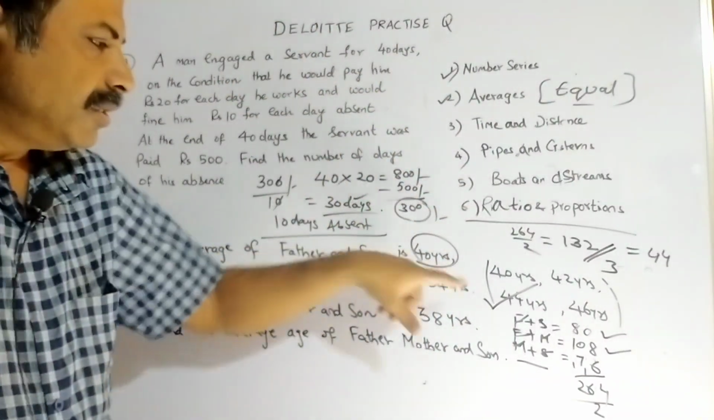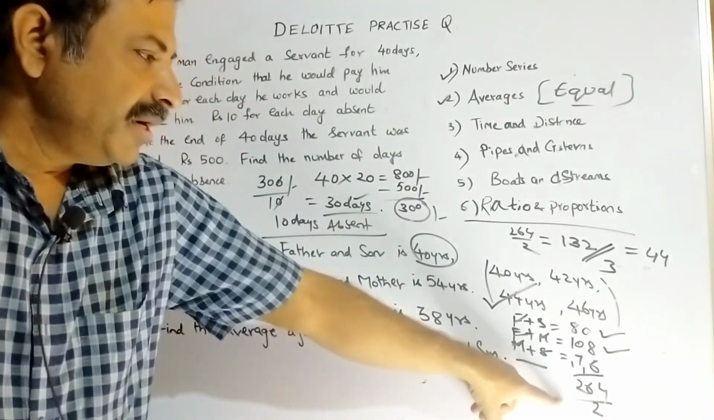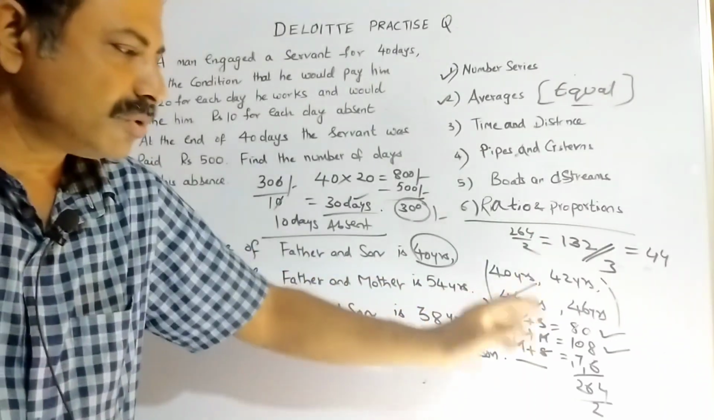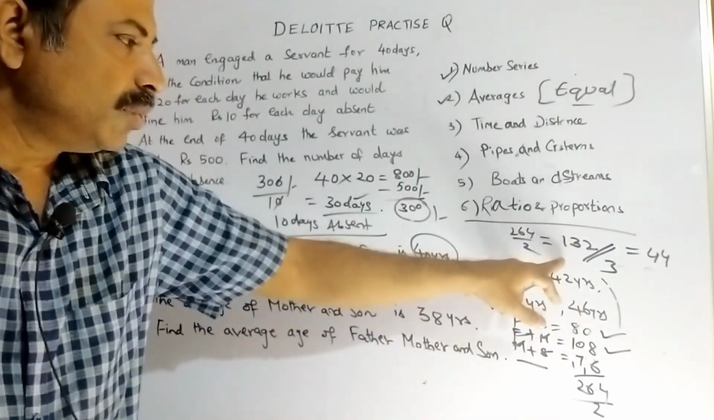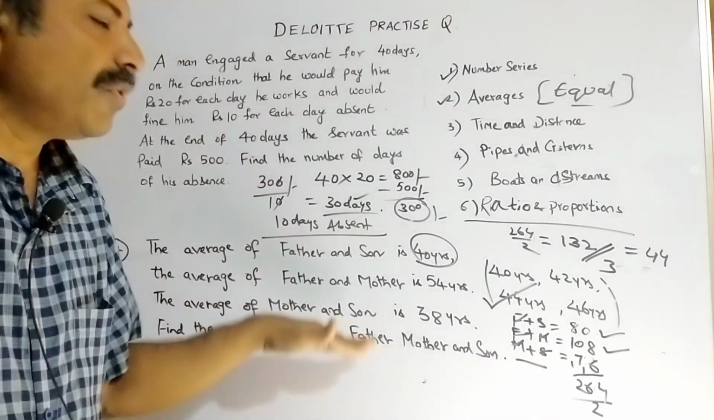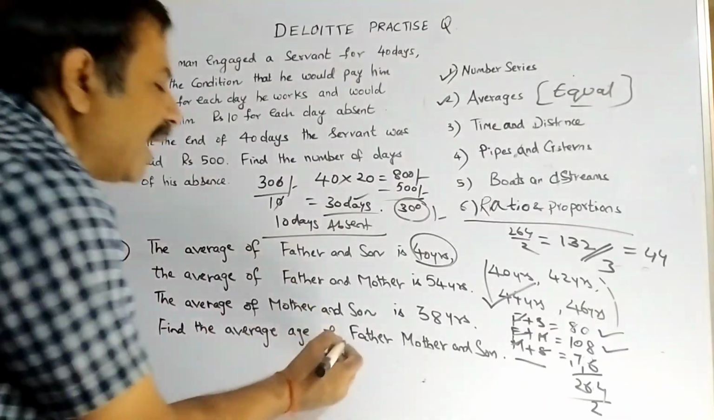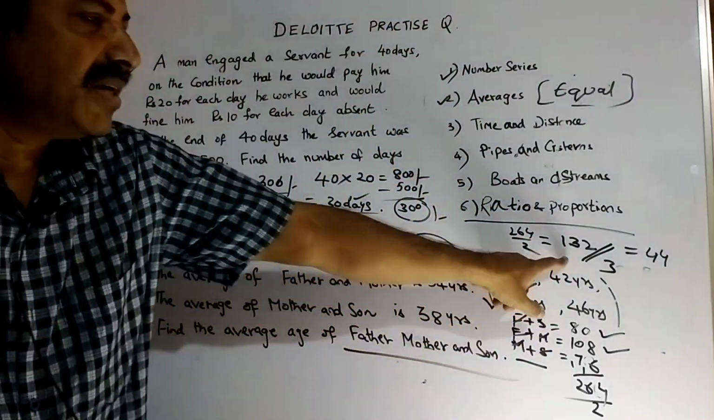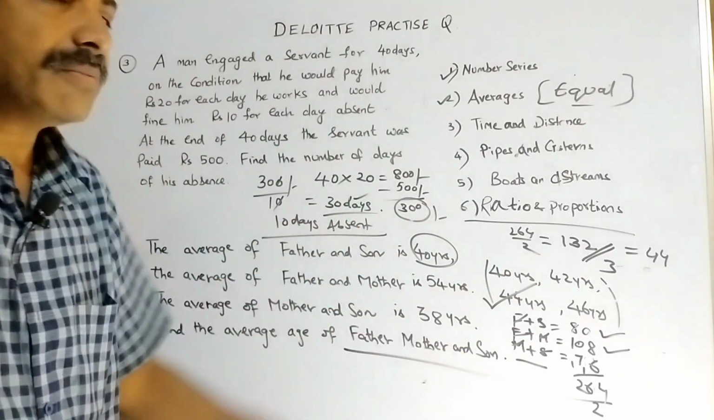So what we are doing? Total we have taken 264. It is 2 times father, 2 times mother, 2 times son, so by 2, I have got 132. This is for 3 members, for father, for mother, for son. So total average means by 3, dear students, that is nothing but 44 years, which is the third option.